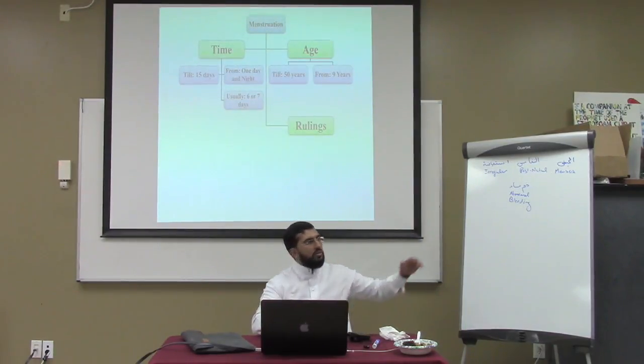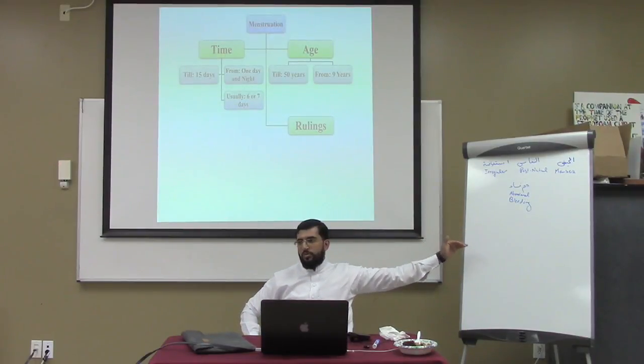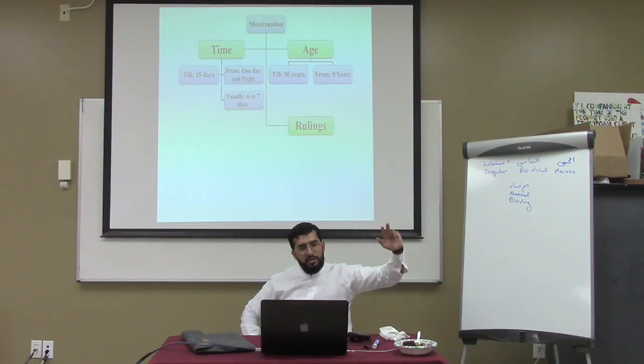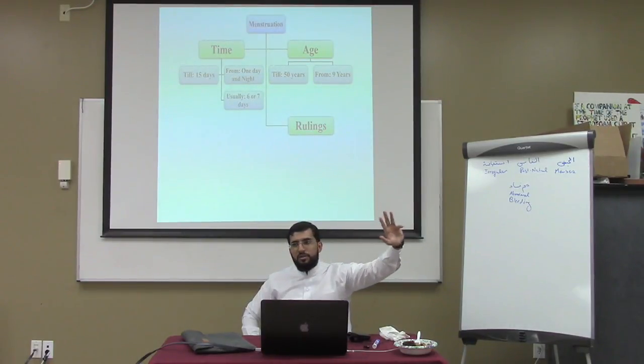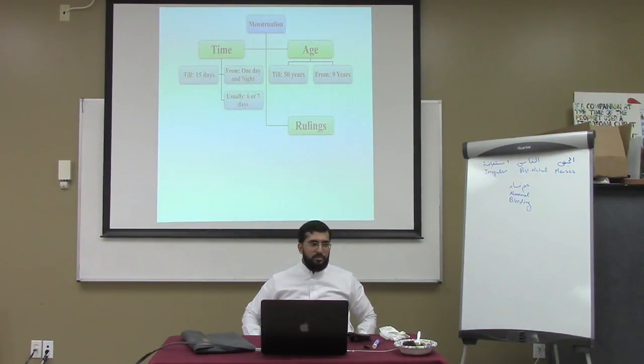Okay, so have we understood the scenarios of abnormal bleeding? Damu fasad is below the age of 9, after the age of 50, less than a day and night. And the fourth scenario is blood that comes out while she's pregnant, because the Hanabila say that while a woman is pregnant, she cannot have her menses. So they consider these to be abnormal.